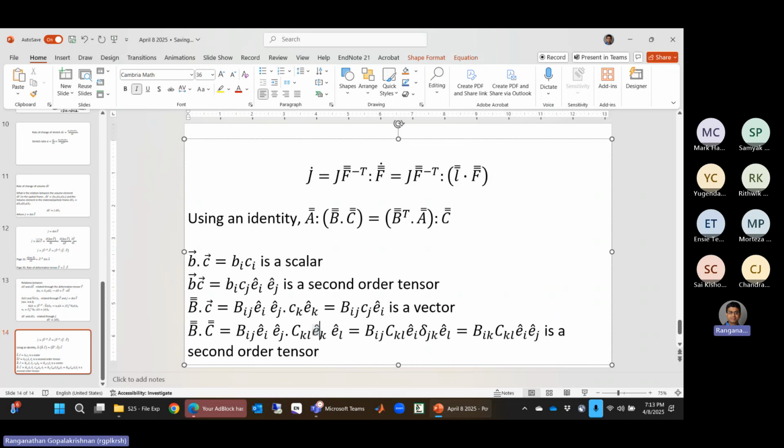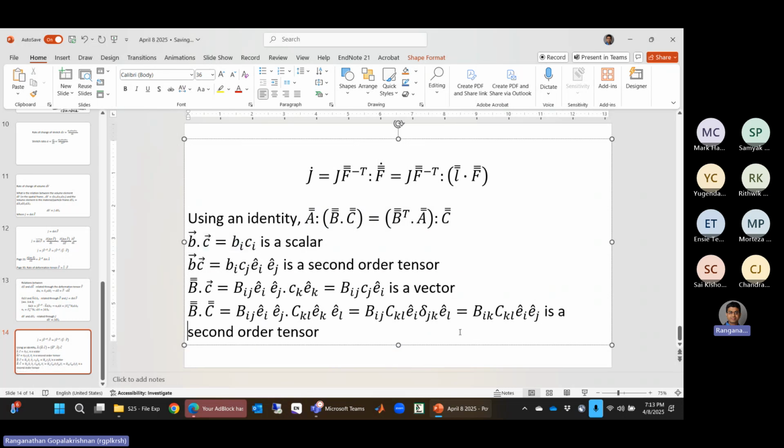Okay, one more quantity that I want you to consider. B double inner product C. Where the dot appears, I'm going to put double dot or colon. What is this quantity? B_ij, I have to put e_i e_j, right? And then I'll put that colon, and then I'll put C_kl, and then I'll put e_k e_l.